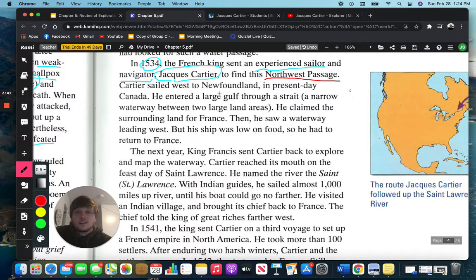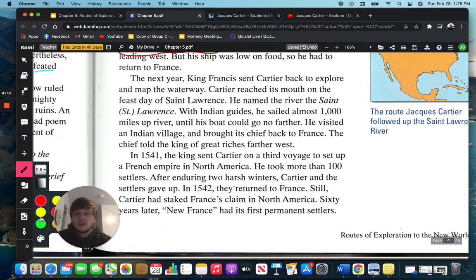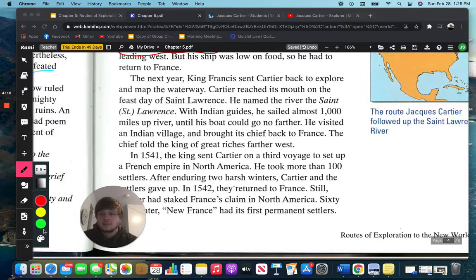Cartier sailed west to Newfoundland in present-day Canada, okay? So he sailed west. He entered a large gulf through a strait, a narrow waterway between 2 large land areas. And he claimed the surrounding land for France. That is important as well. Then he saw a waterway leading west, but his ship was low on food, so he had to return to France.